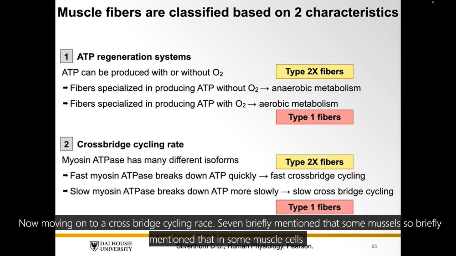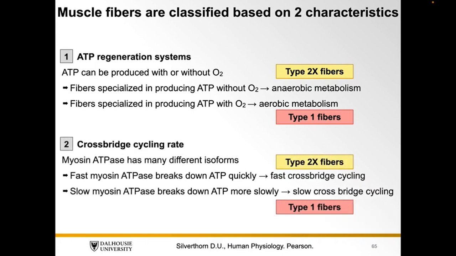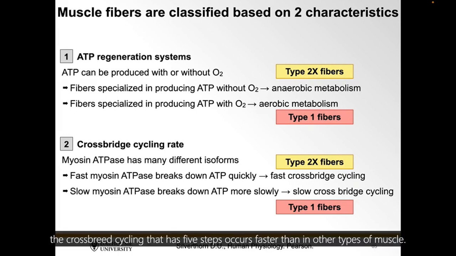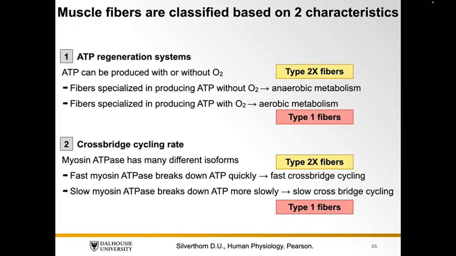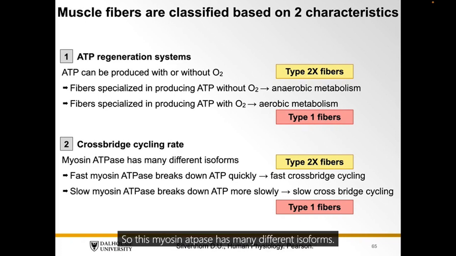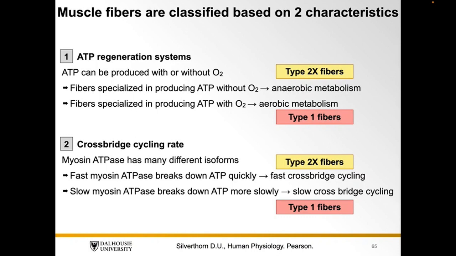Now moving on to our cross-bridge cycling rate. So I've briefly mentioned that in some muscle cells, the cross-bridge cycling that has 5 steps occurs faster than in other types of muscles. So why is that? The rate at which the cycling occurs is based on the myosin ATPase. This myosin ATPase has many different isoforms. Think of isoforms as almost cousins. They do the same function, but they may work a little differently.